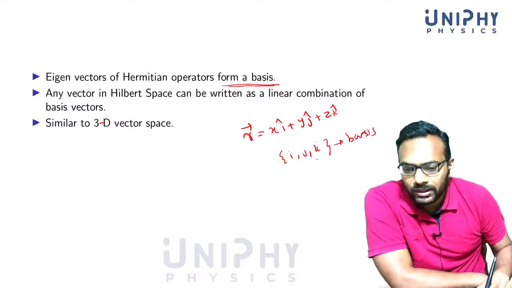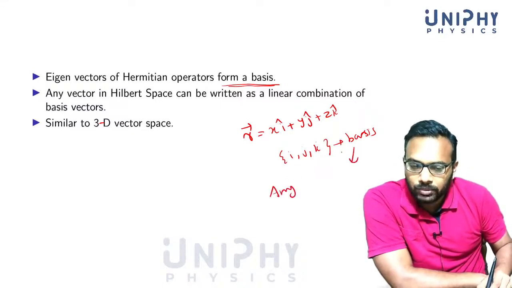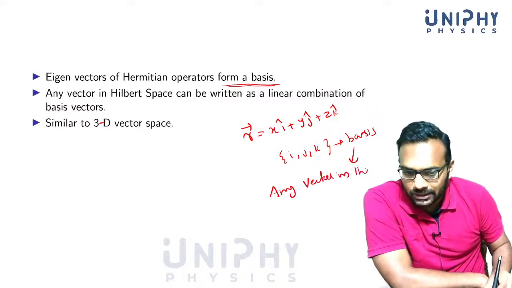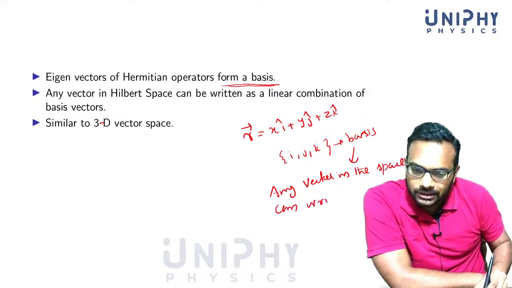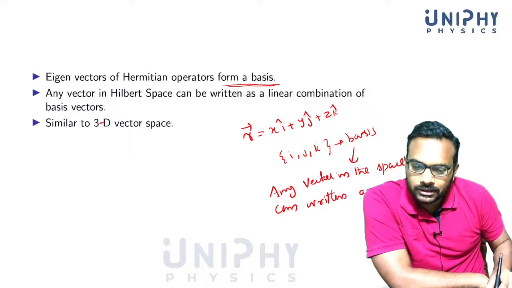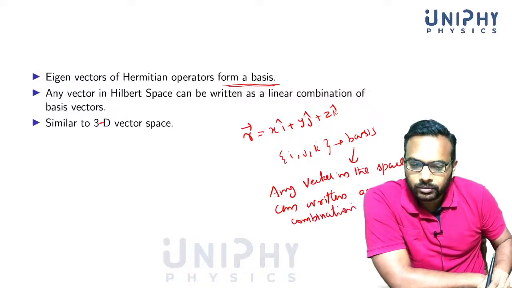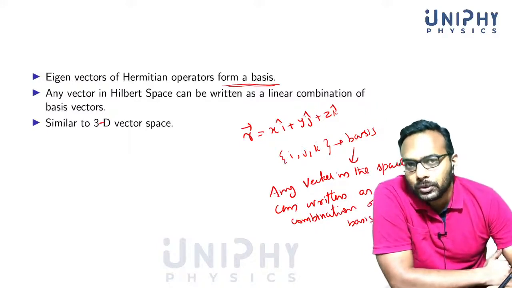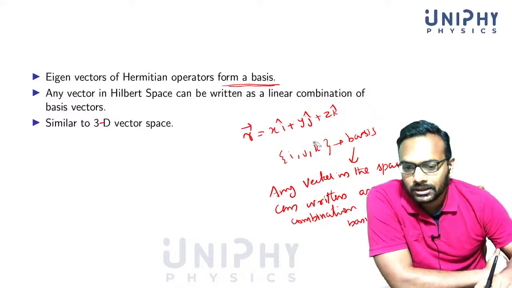What do we mean when we say that this is the basis? The important point about a basis is that any vector which lives in the space can be written as a sum, a combination of the basis vectors. That's the importance of basis vectors. And the choice of basis is not unique. You could choose i, j, k or something else.